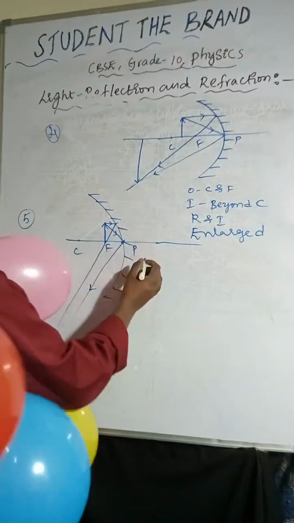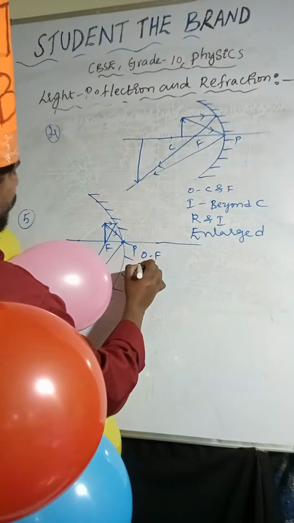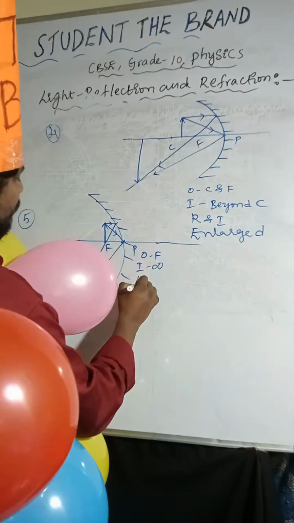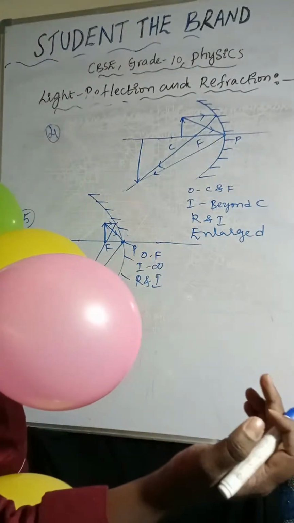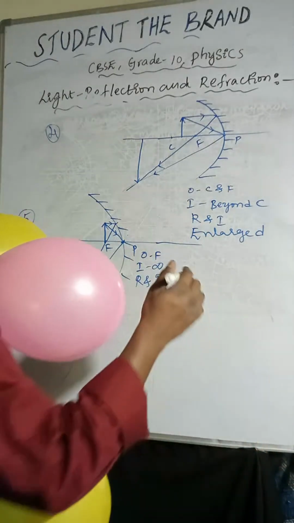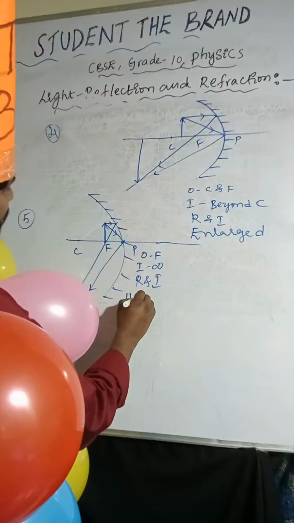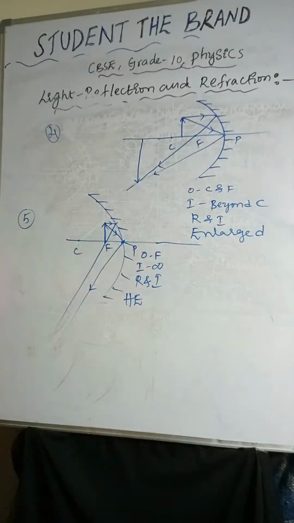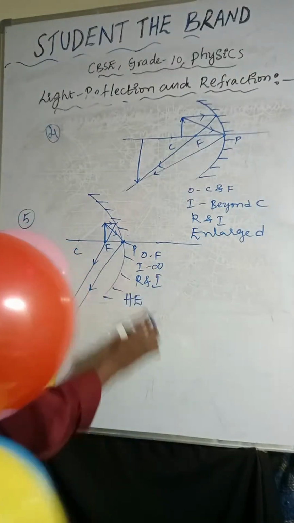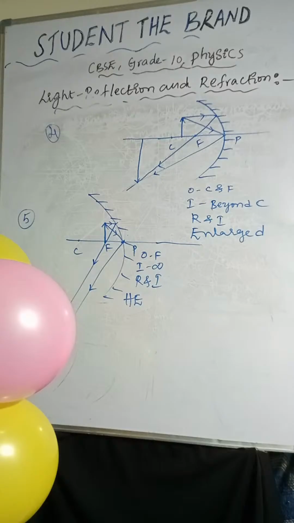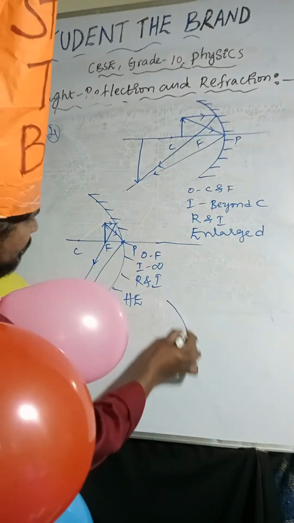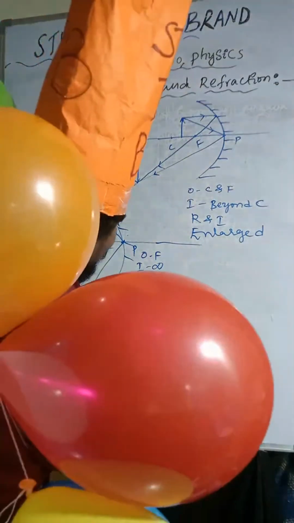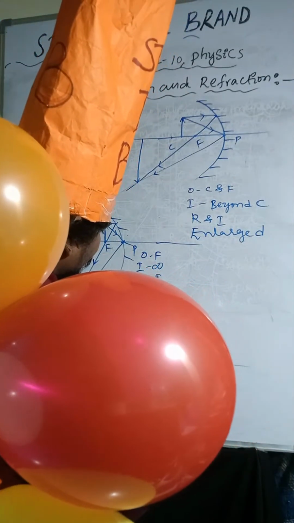Object is at focus. Image is forming at infinity. Nature of the image is real and inverted. And size of the image is highly diminished or enlarged? Highly enlarged, because image is formed at infinity. So object is placed at F, image is formed at infinity. Coming to sixth one, this is very very important. So make sure that you are learning this one.